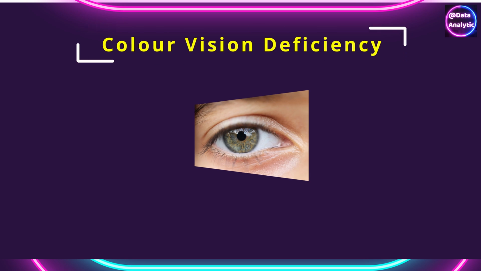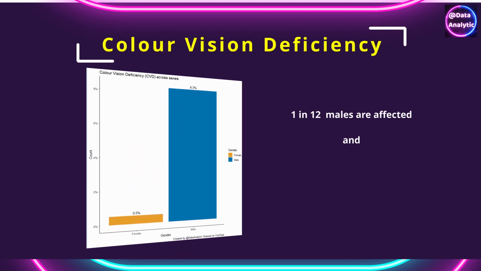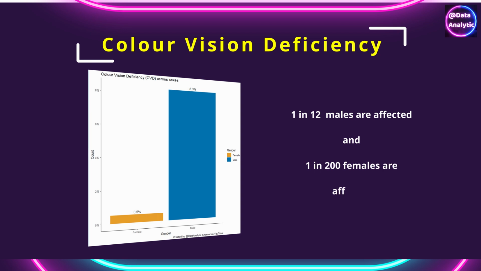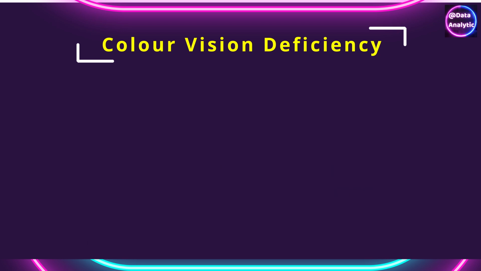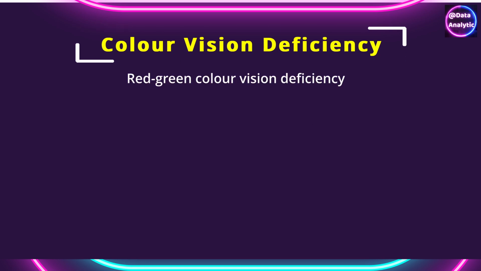Today we're going to talk about color blindness, or color vision deficiency. About 8% of males are affected by this and only 0.5% of females. The most common form of color vision deficiency is the inability to distinguish between red and green shades. So let's have a quick look at that.